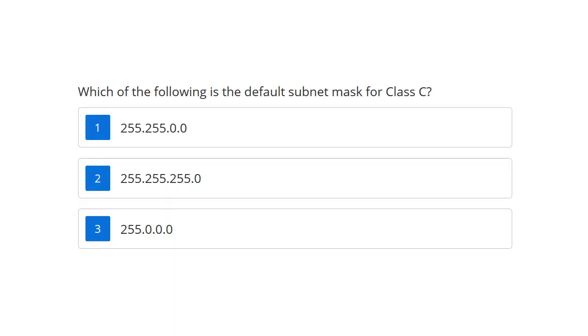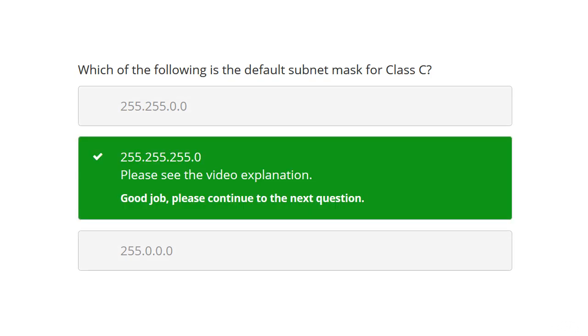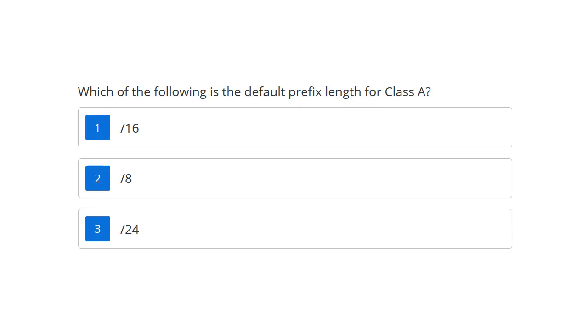Which of the following is the default subnet mask for Class C? Well, that's 255.255.255.0. Which of the following is the default prefix length for Class A? Well, Class A used a default subnet mask of 255.0.0.0, which is equivalent to /8.